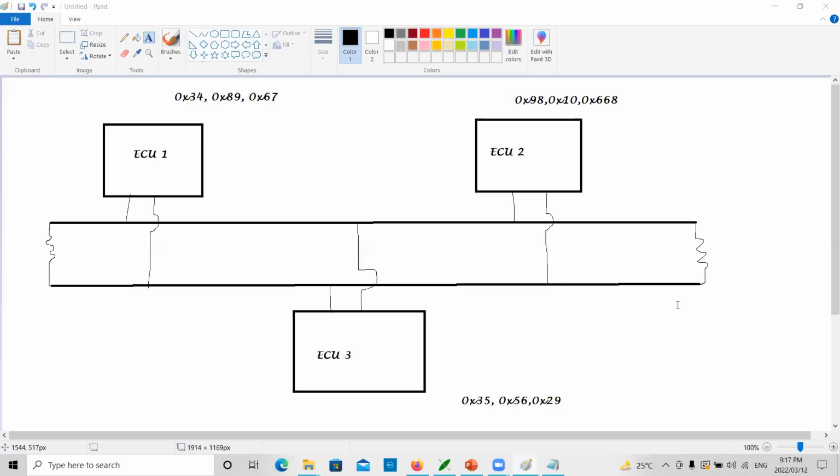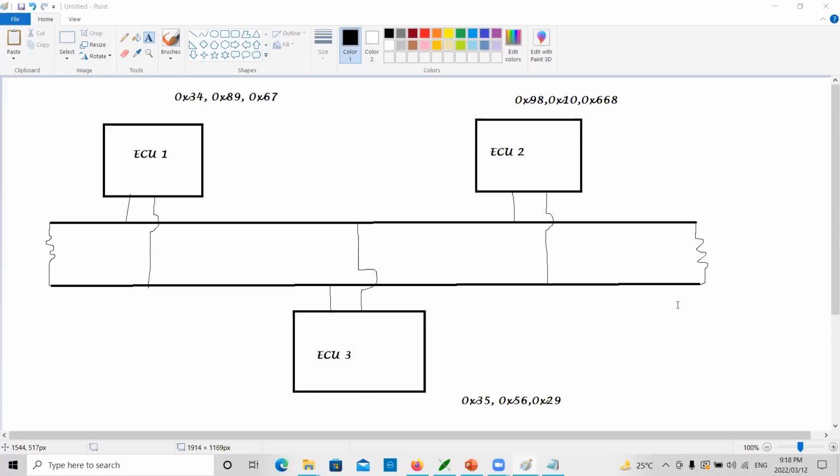5. Because every node has one message to send out. Arbitration will happen between 5 messages. If we have 10 nodes, arbitration will happen between 10 messages.